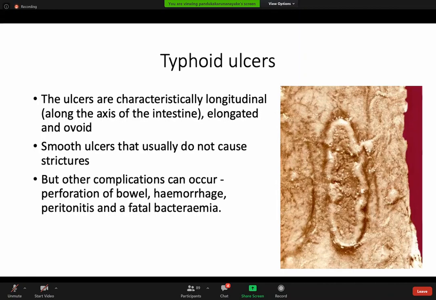Although in this patient, what it led to was a mild abdominal pain, probably because of the mesenteric lymphadenitis and maybe a few ulcers, other complications can occur. Because of these ulcers, the inflammatory response can go through the muscle layer, the intestine can undergo perforation, and there can be hemorrhage and resultant peritonitis and a fatal bacteremia.